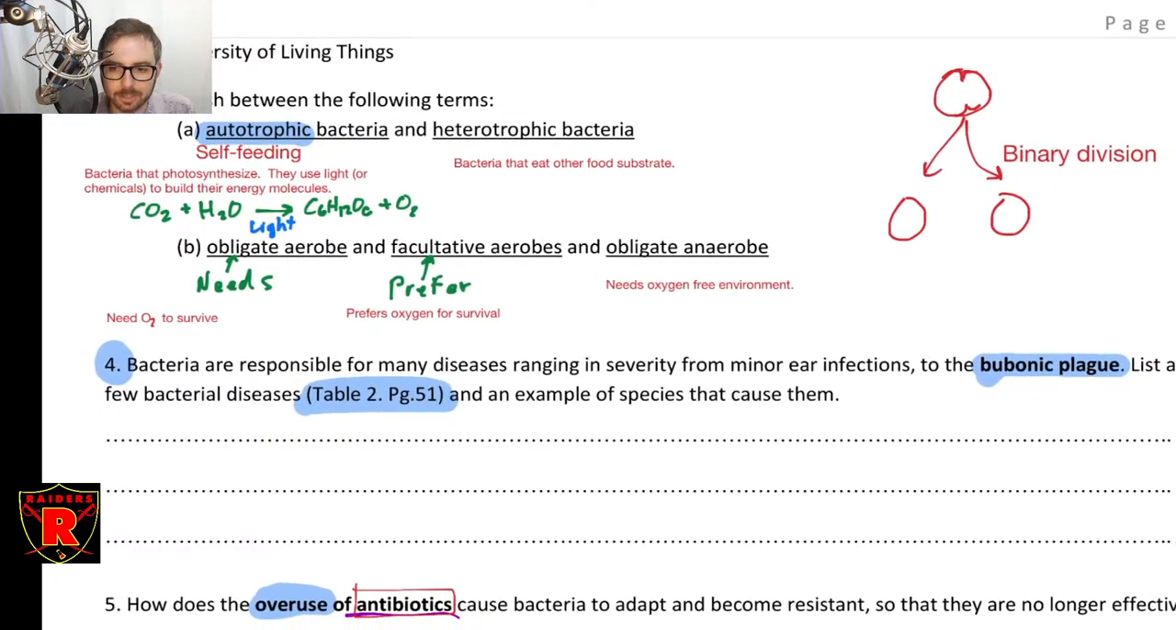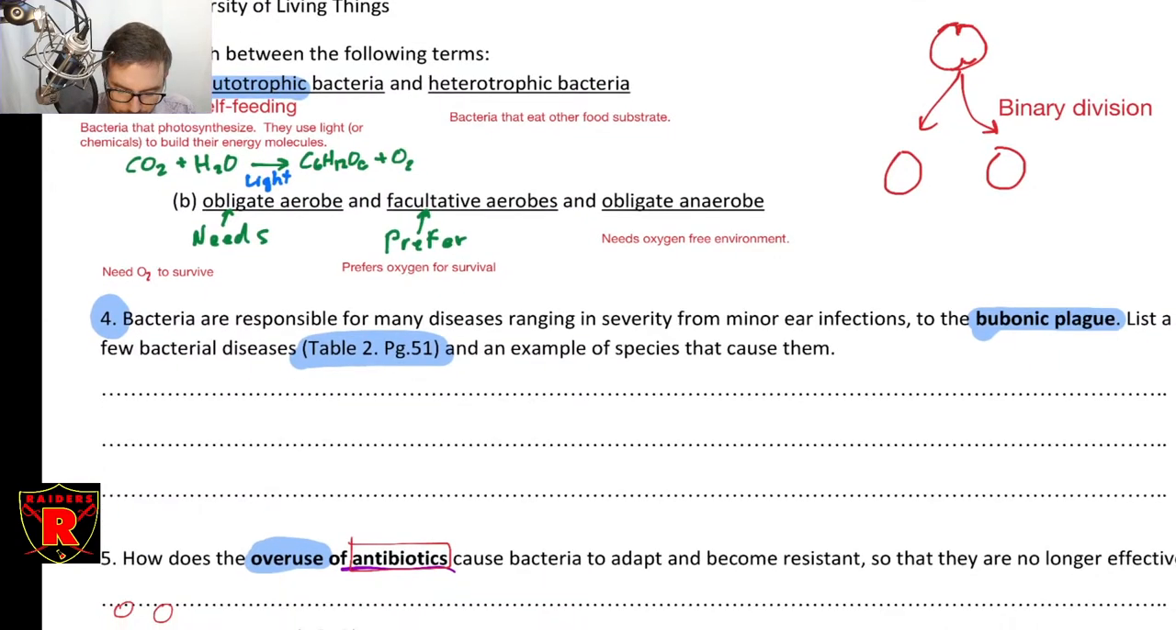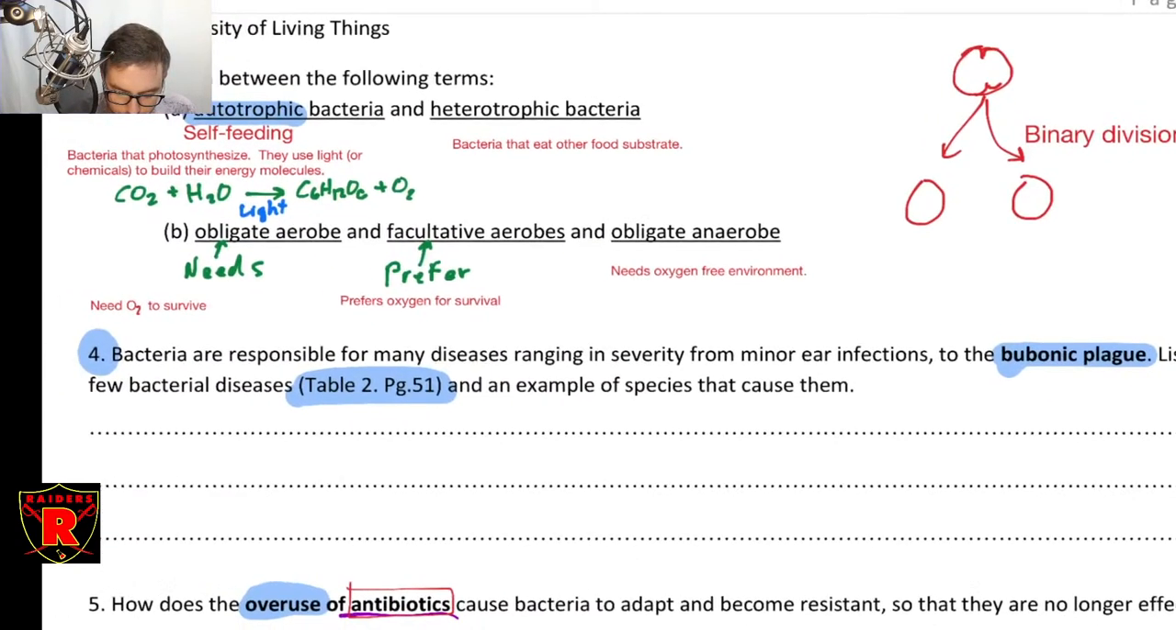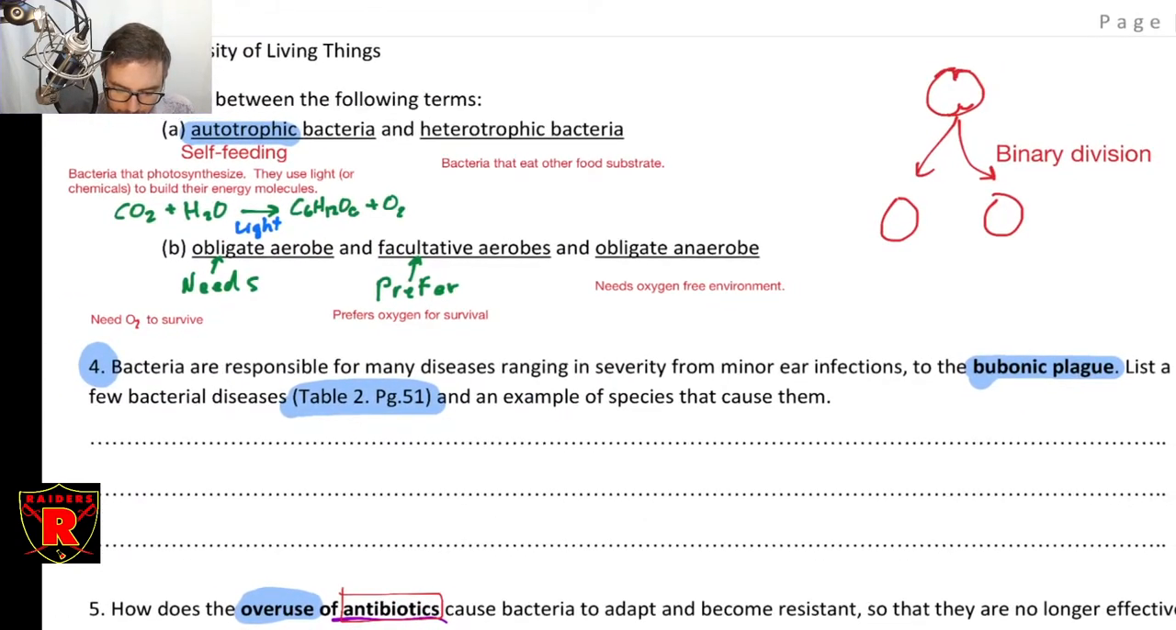When I'm done talking here, I'm going to give you a few minutes to complete question four. In order to do that, take a look at page 51 in the textbook. It goes through a number of bacterial diseases. I know I don't like to focus on pathogens, but they are important for human health, so we are going to at least take a look at them.